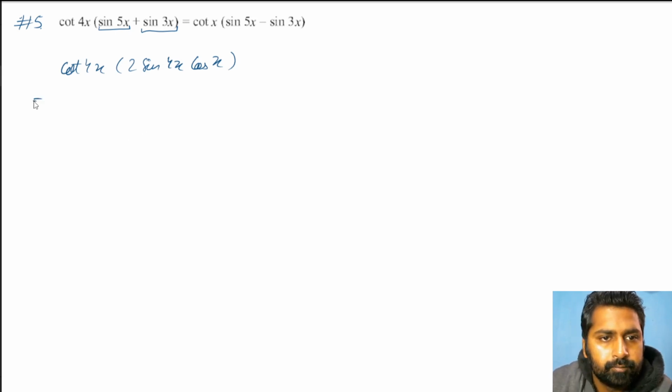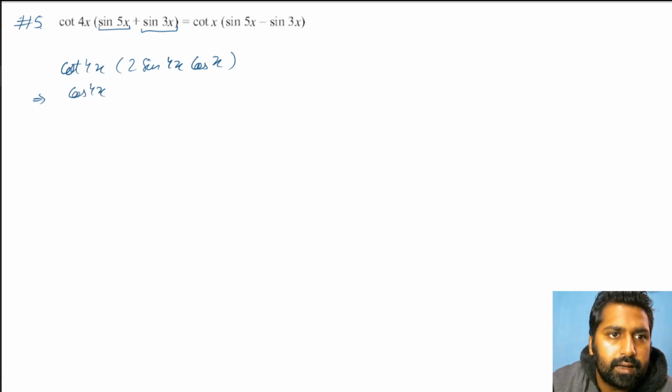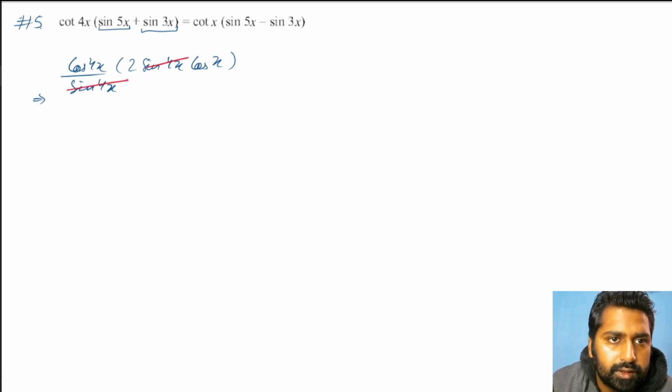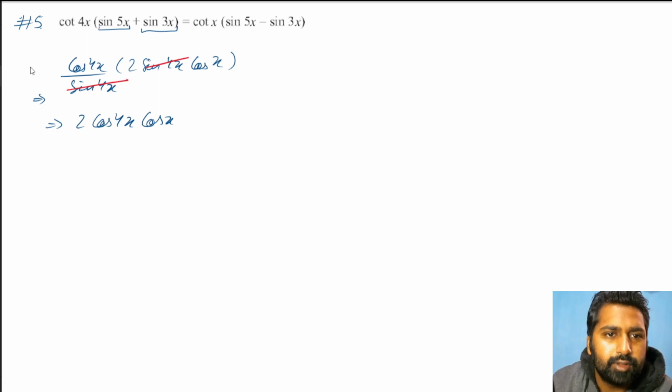Now maximum I can do is write cot 4x as cos 4x by sin 4x. I'll write it here only in the first step. Let's reduce the steps. Cos 4x by sin 4x. Now the benefit was that this sin 4x cancels. All I'm left with is 2 cos 4x cos x, and that's it. I cannot solve anything further in this LHS.